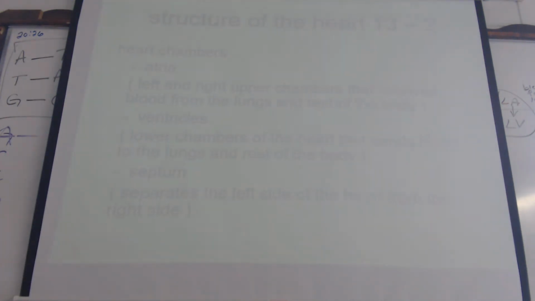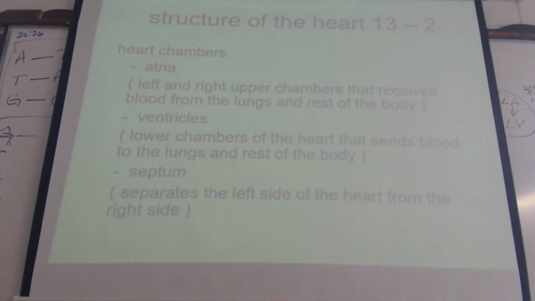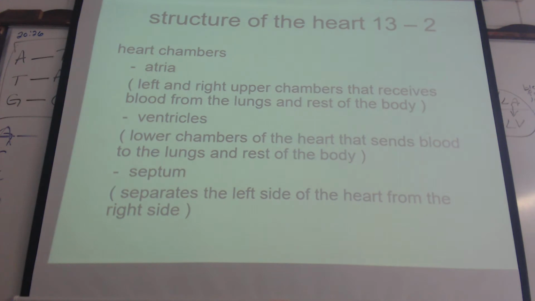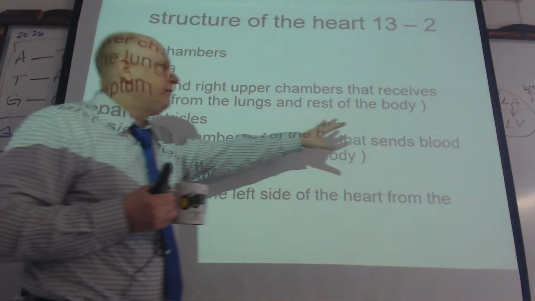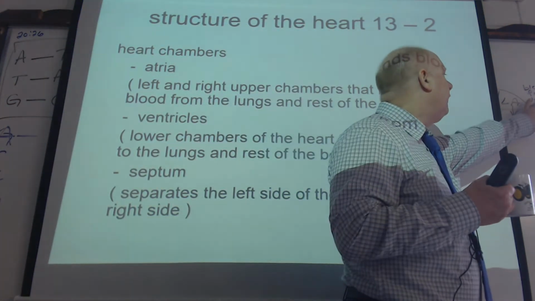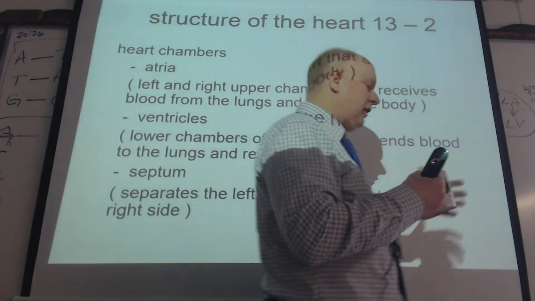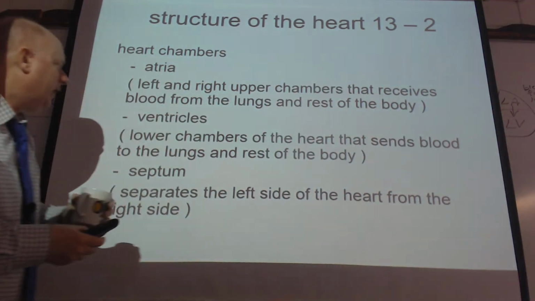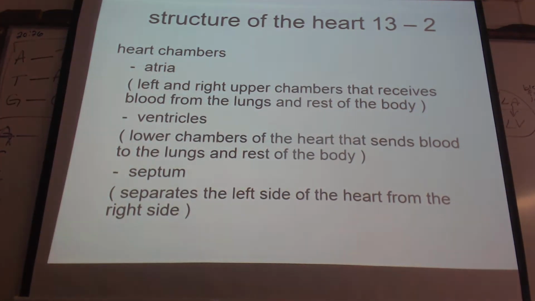Okay, so here we see the atria, left and right upper chambers that receive blood, whether it's coming from the lungs or the rest of the body, just like what we had drawn up here. Here it's coming from the lungs, and on this side, it's the rest of the body. Okay, the lower chambers are the ventricles, so those send blood away, so that's why they're a little larger.